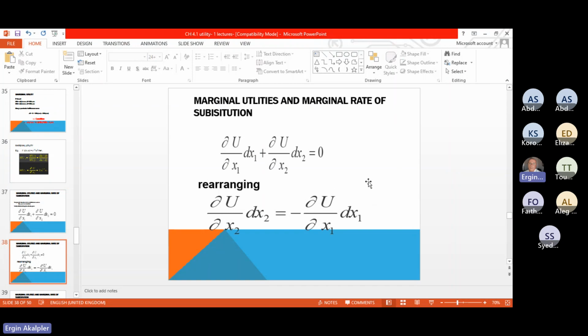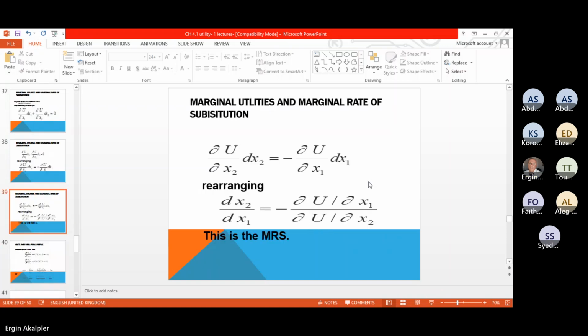The marginal utilities and marginal rate of substitution again sum to 0, and when we rearrange this and move terms to the other side of the equation, we get delta u over delta x2 multiplied with delta x2 equal to minus delta u over delta x1 multiplied with delta x1.